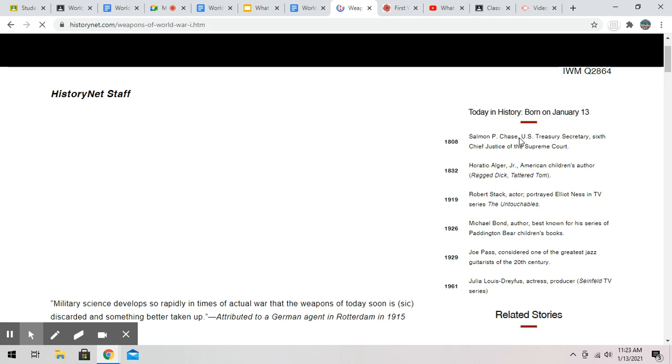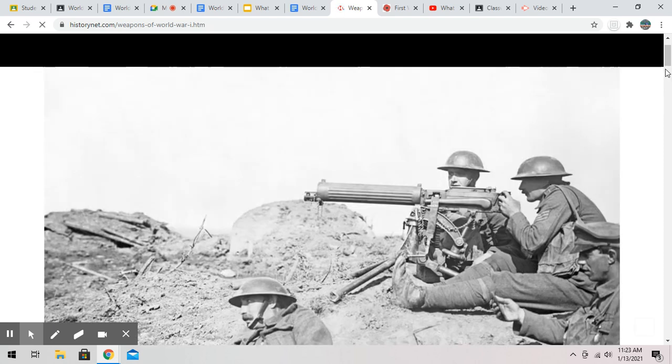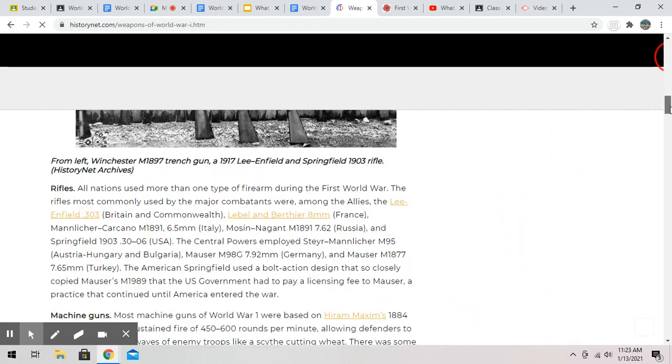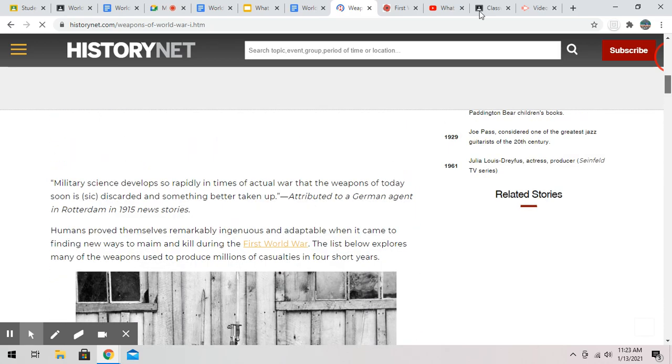First one is this one right here: HistoryNet, Weapons of World War. That page looks as so. Again, it goes through and it has rifles, machine guns. It tells you just a little bit about it. Very short descriptions. Again, not trying to bog you down in information, just trying to make sure that you know what we are talking about.